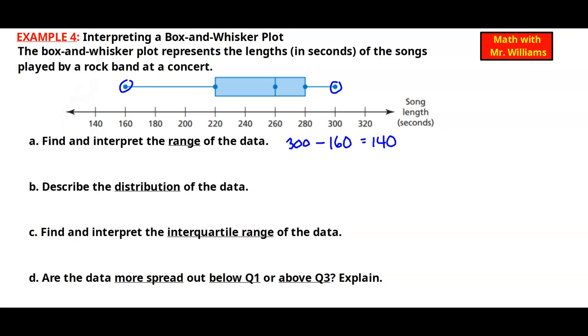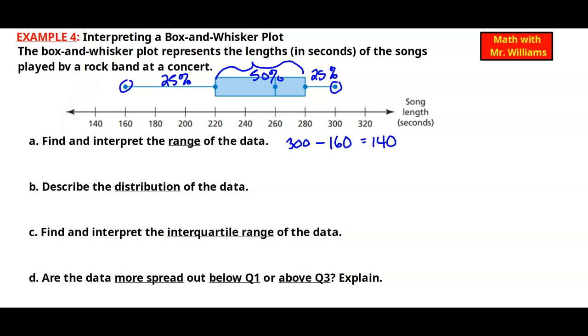B, describe the distribution of the data. Okay, well we see that between 160 and 220, this represents 25% or 1/4 of the data. The box itself represents 50% of the data. And then up here at the very top, we have another quarter or 25% of the data.